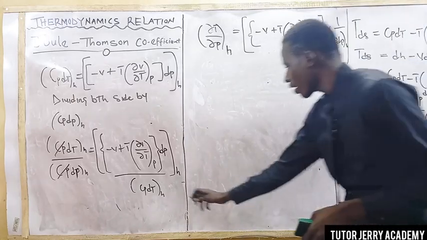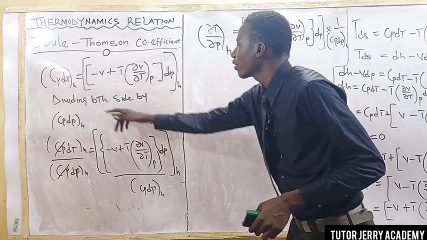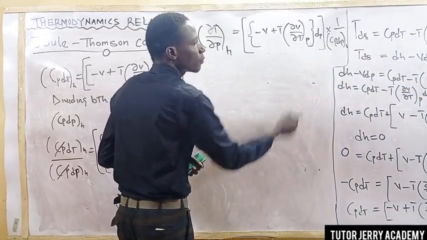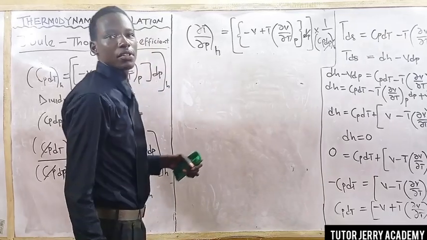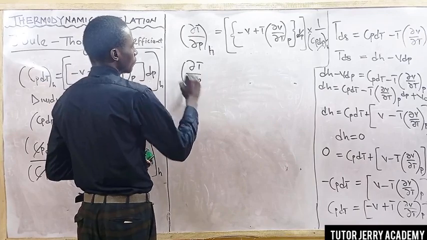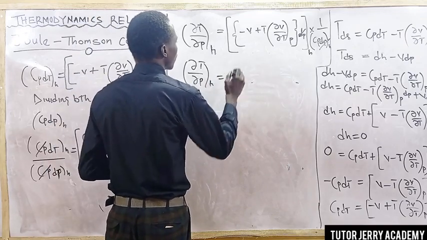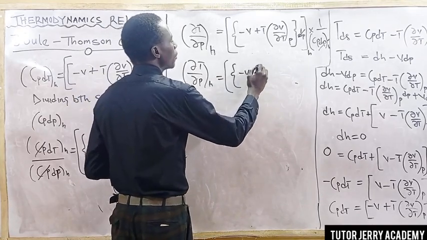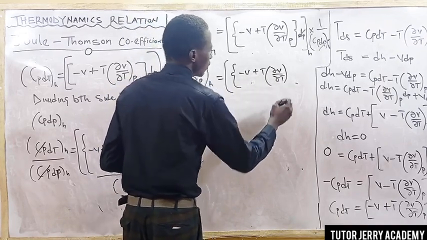So here we have P here, from here, this is P. So next, from this place, we can say that we cancel out the P. So what we'll be having left will be dT all over dP, keeping H constant, to be equal to the bracket of minus V plus T dV all over the dT of P.